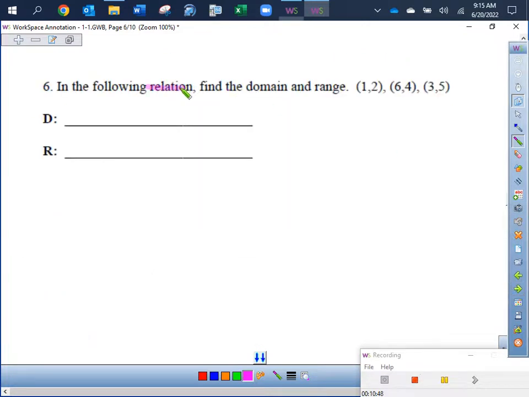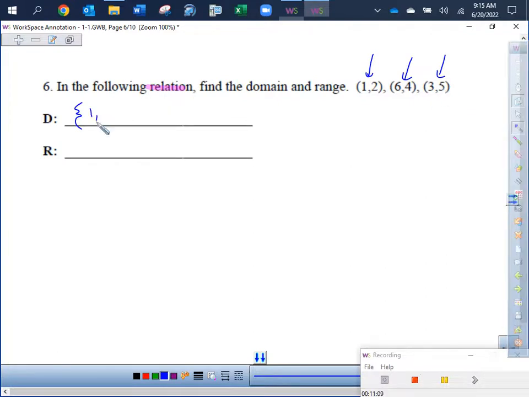In the following relation, that's a set of ordered pairs, find the domain and range. Well, it depends on whether the situation is discrete or continuous. Discrete is just made up of dots or points. Here are 3 different points. The domain is so simple. We're going to put them in set brackets. The domain is all the x values, and you don't get to list anybody more than once. So 1 is in the domain, 6 is in the domain, and 3 is in the domain.